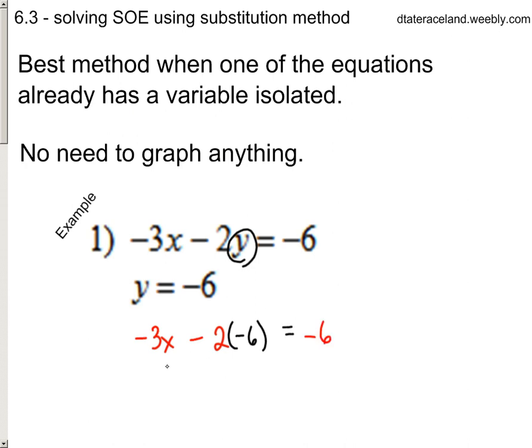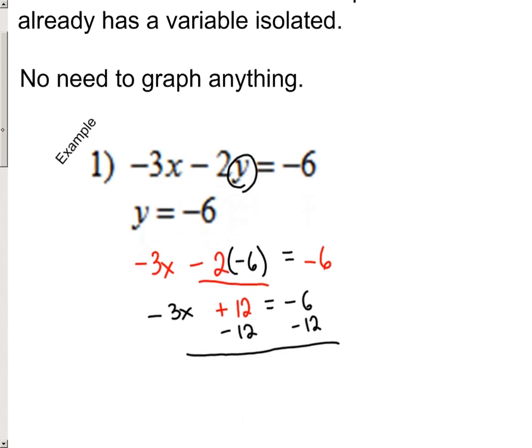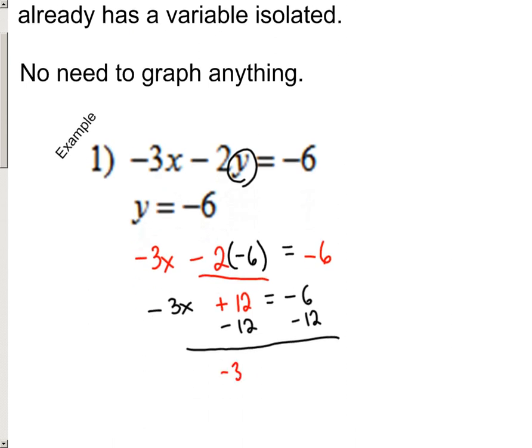And now we can go through and solve for this x value. So -3x minus 2 times -6 equals -6. To follow our order of operations, basically we need to multiply -2 times -6, and that equals +12. Everything else we can pull down now. And we have a nice, easy two-step equation. Let me pull that down just a little bit more. There we go. So -3x is going to be equal to -18.